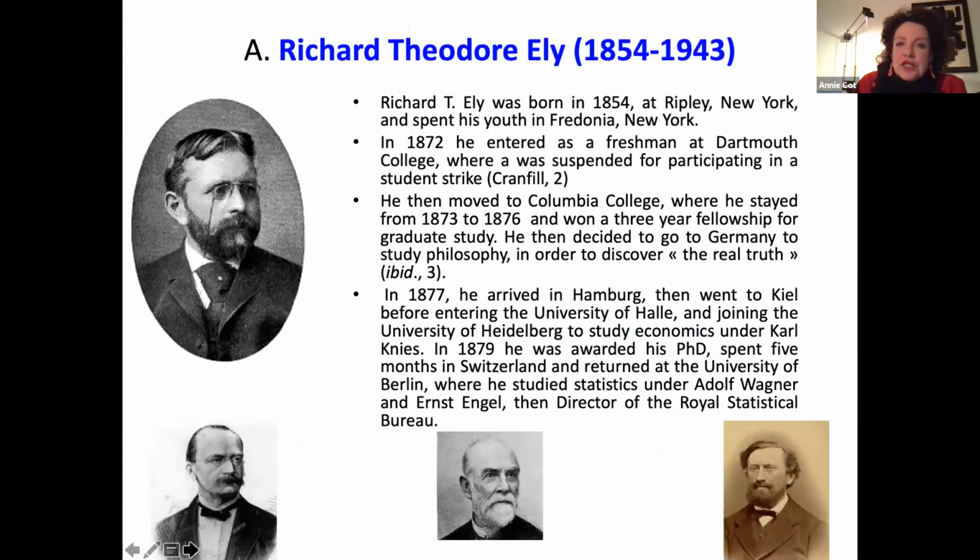A few milestones on Ely. Ely was born in 1854. After some studies, he moved to Germany, like some others, like John Bates Clark, like Carter Adams. He moved to Germany for 3 years, where he studied under some important authors of the second German historical school, mostly Karl Knies, Adolf Wagner and Ernst Engel, Wagner and Engel being specialists in statistics, and this will play a role in my story.